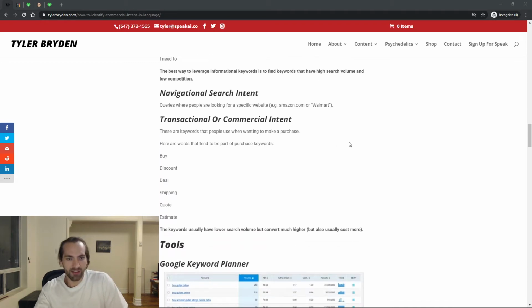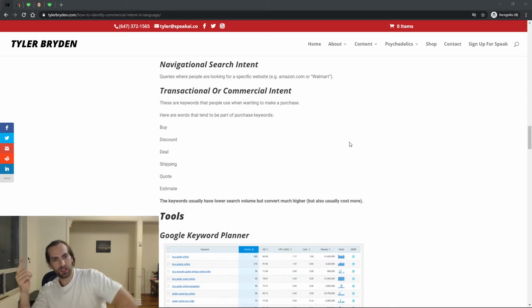Then there's the navigational search intent. Navigational means that they're looking for a specific brand, company, or organization. I have here Amazon or Walmart. They're typing that in, so it becomes a very navigational query, which reflects the mindset and process that people are in. For these organizations this is fantastic. It means they're definitely moving towards commercial intent.